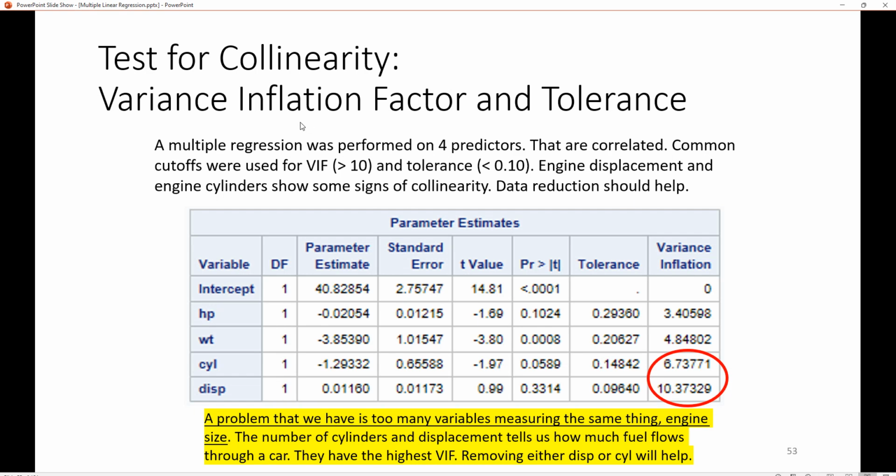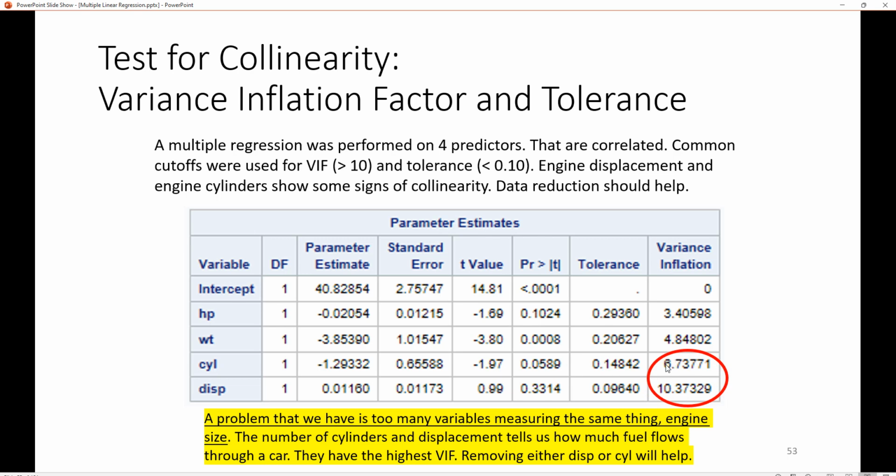And this is how we can test for collinearity. We can use a variance inflation factor and tolerance. A VIF, variance inflation factor, greater than 10 is a cutoff, and a tolerance below 0.10 is a cutoff. And we see engine displacement and engine cylinders show some signs of collinearity. Data reduction should help, and we'll cover that later.